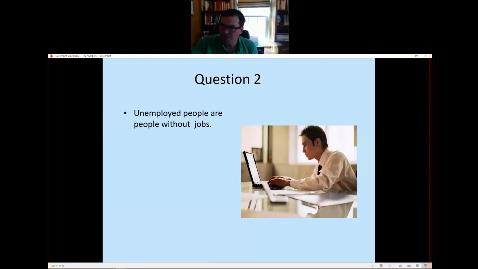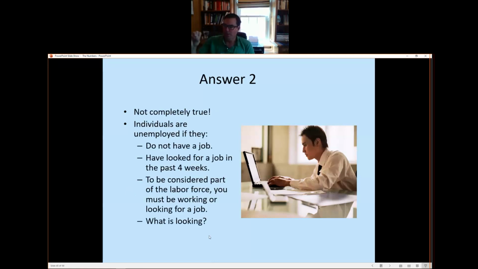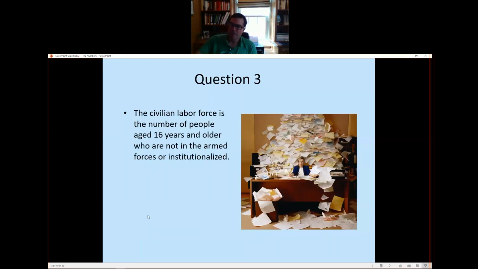Retired people are not unemployed. Stay-at-home parents are not unemployed. You have to be looking for work. So that one was not true, because you have to not have a job, and you have to have looked for work in the last 4 weeks. To be in the labor force, you have to be either working or looking for work. And that's what my third question gets at.